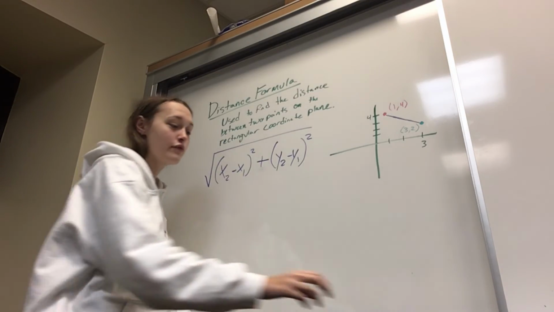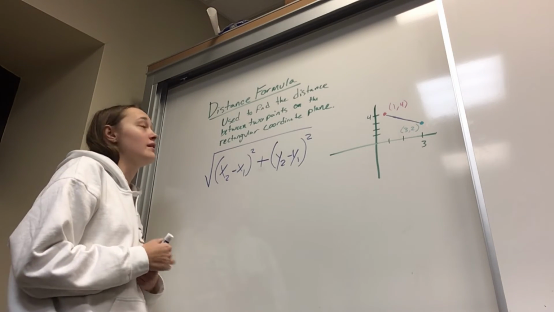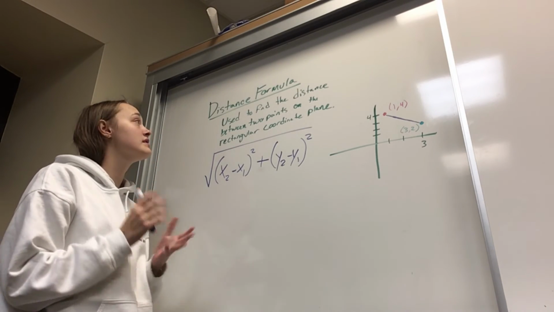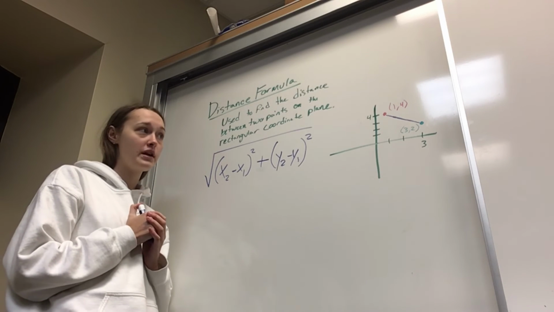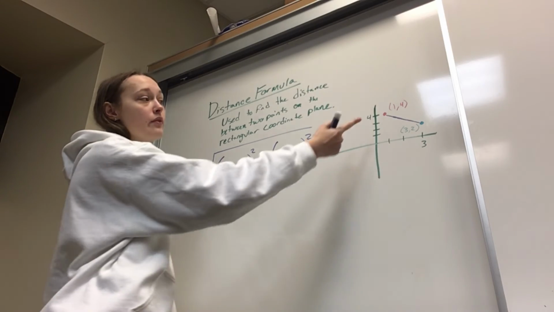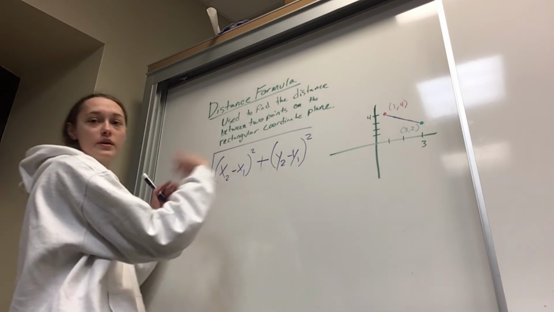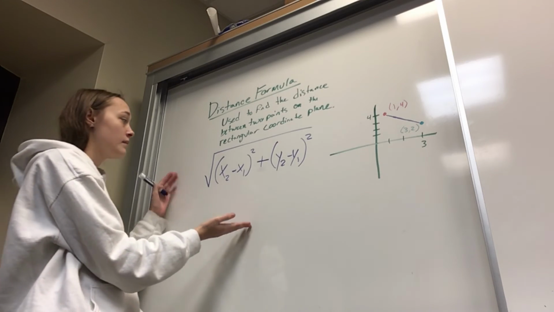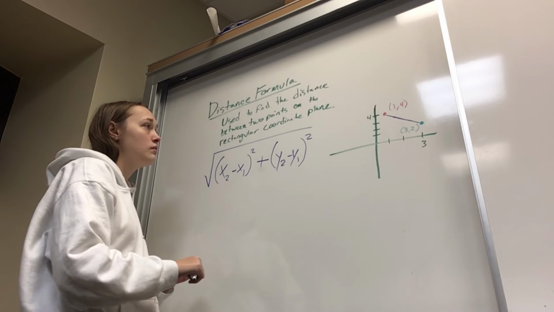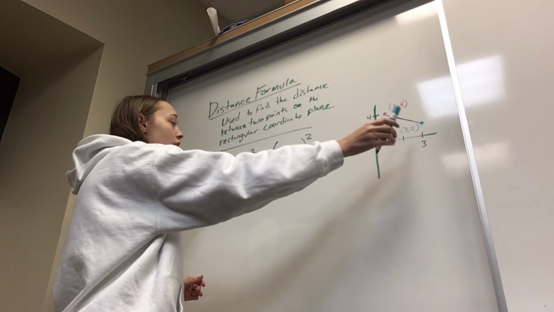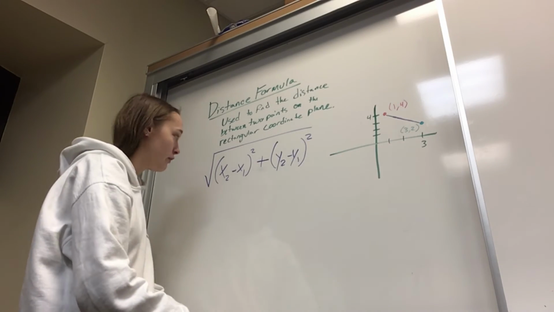Moving on to the distance formula. It is used to find the distance between 2 points on that rectangular coordinate plane that I just explained. So, for example, we have the points (1, 4) and (3, 2). We want to find the distance between those points. We use this beautiful formula right here. In this case, our second point will be (1, 4), and our first point will be (3, 2).